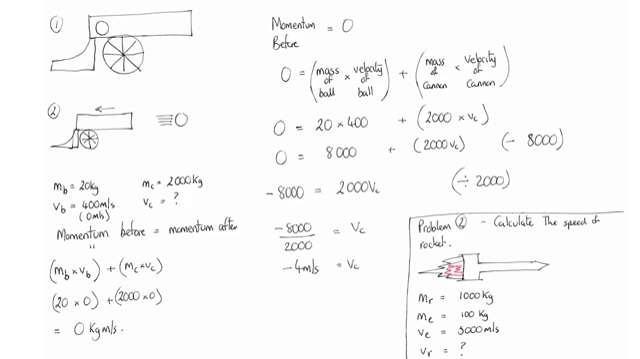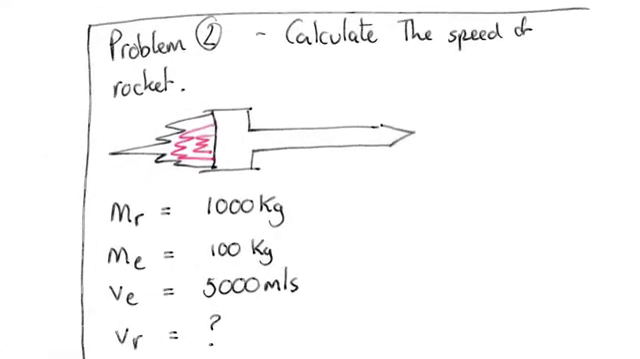What I've done there for you also is I've created another problem for you to calculate. So we go to problem 2. You need to calculate the speed of the rocket. And how can you do that? Well, you're told the mass of the rocket is 1,000 kilograms. The mass of the exhaust, the thing coming out the back of the rocket, is 100 kilograms. The velocity of the exhaust is 5,000 meters per second. That's the speed at which the exhaust gases are coming out. What's the velocity of the rocket going to be?